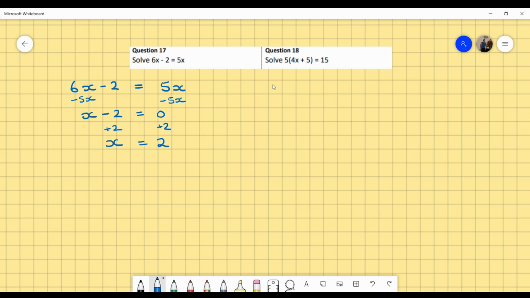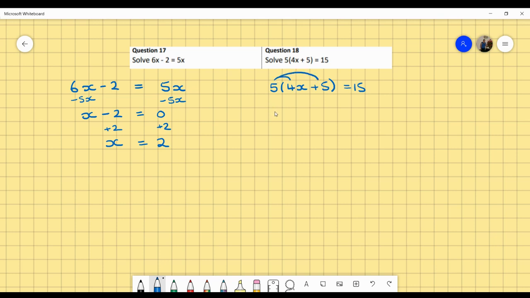We have a look then at question 18. So I've now got a question involving a set of brackets. So 5 lots of 4x plus 5 is equal to 15. Now there are two ways of solving this one. You can divide everything through by 5, providing the other side, so the right-hand side here, is actually in the 5 times table or a multiple of 5. If it's not, then that method makes it very complicated. But what you can do is expand your brackets, and this method will work every time.